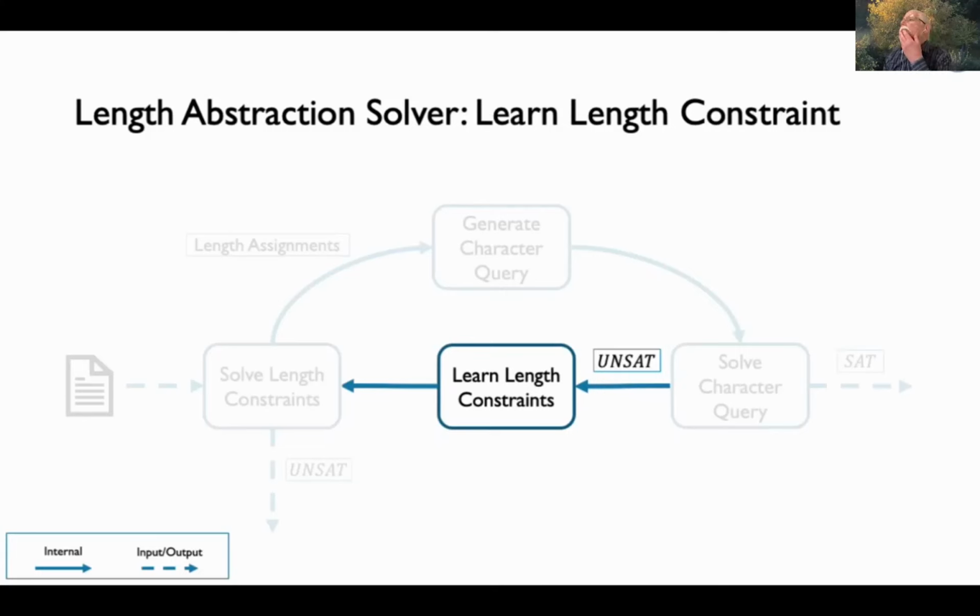In the most naive setting, we could just block that string length that we generated before and then try again with a new length. However, we can often do better and we often want to do better. So sometimes we can learn general length constraints that block all equivalent unsat cores up to renaming, and this significantly trims down the search space.